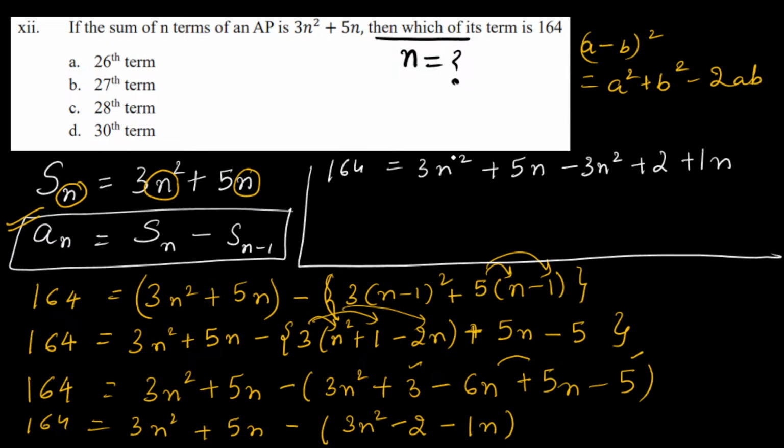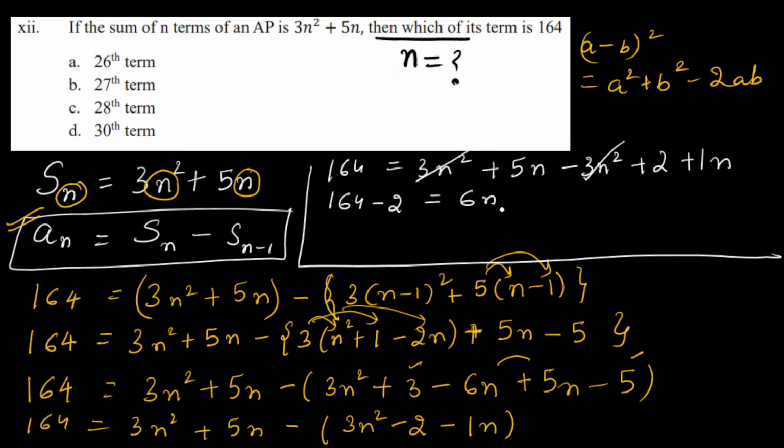So now we can solve it further. 3n square and minus 3n square will get cancelled. 5n plus 1n, like terms we can solve. 164 is equal to 5n plus 1n plus 2. This plus 2 we can shift to the other side, it will become minus 2. So here I am just going to write 164 minus 2 is equal to 5n plus 1n. So this is equal to 6n.